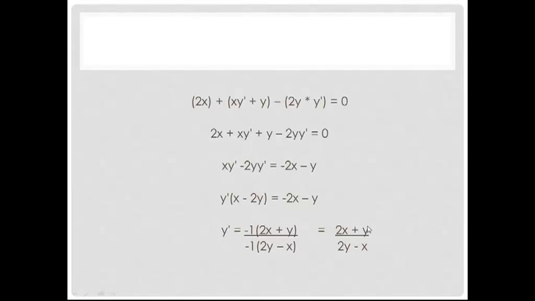But this is a prettier answer. I just factored a negative 1 out of the numerator and a negative 1 out of the denominator, and then we can get rid of the negative 1s, and we have a nice little neat answer, which is of course the answer that Stewart gives in the back of the book. So there you have implicit differentiation.